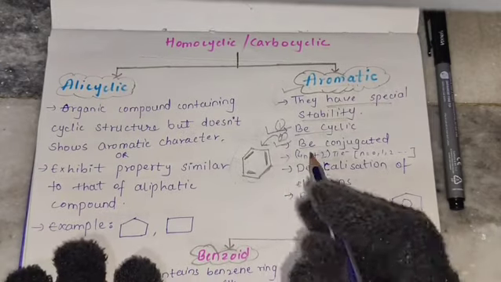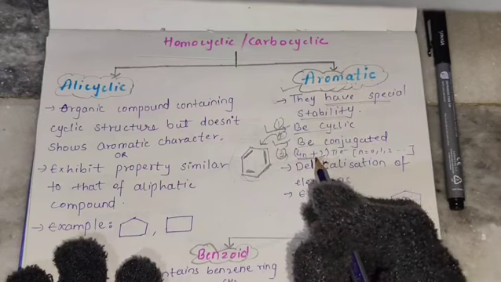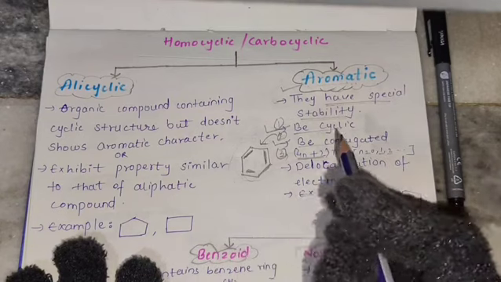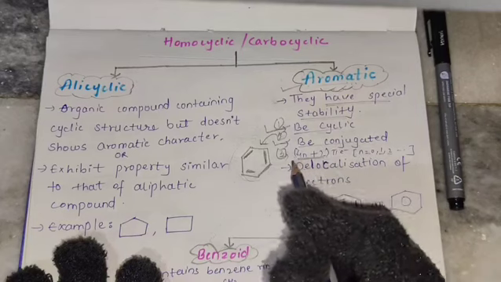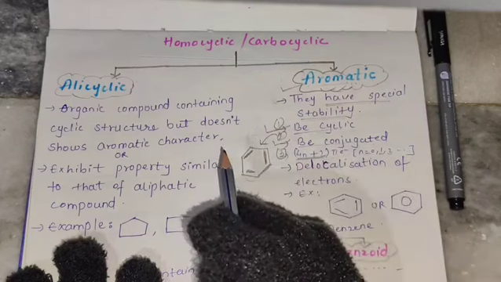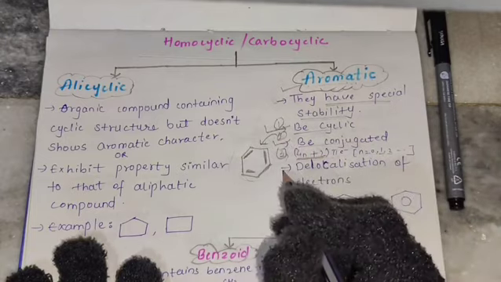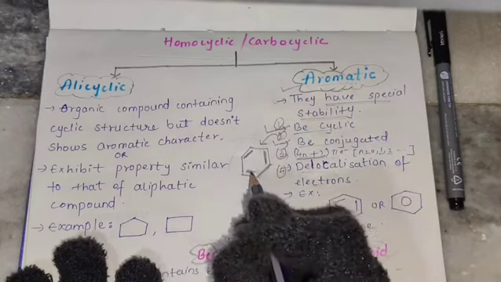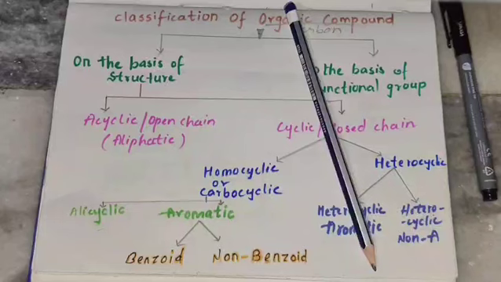Okay, now the third condition is it should follow the 4n plus 2 pi rule, where n is equal to 0, 1, 2. For now you just remember this part, that is 4n plus 2. It should follow this kind of rule. Okay, in another lecture we will learn it in detail. Next, the fourth condition is delocalization of electrons. Okay, now see here, this bond contains 2 electrons. Each double bond contains 2 electrons.